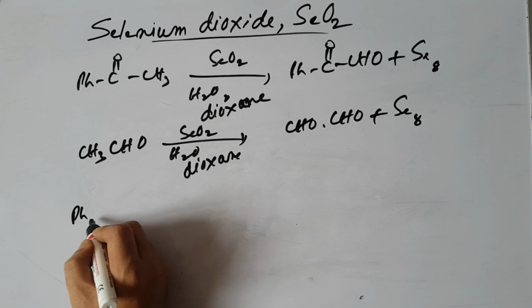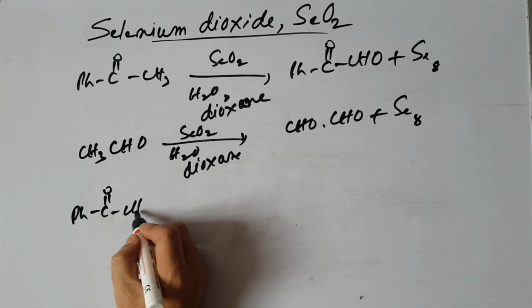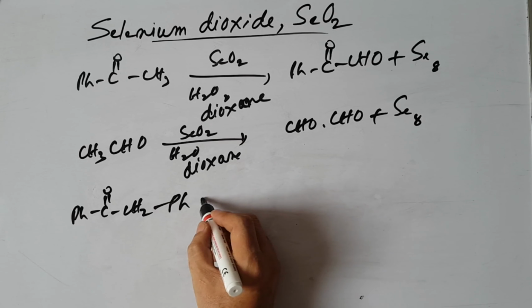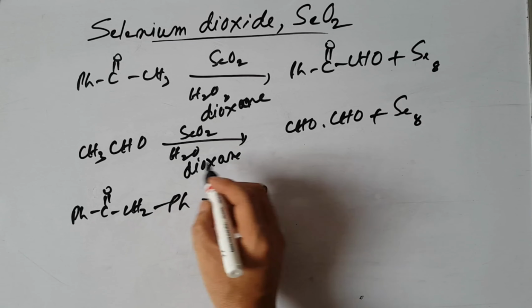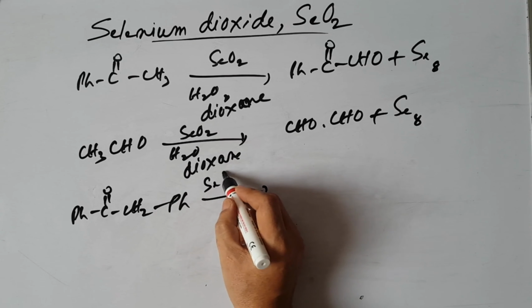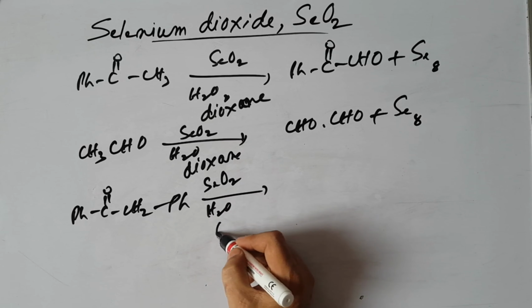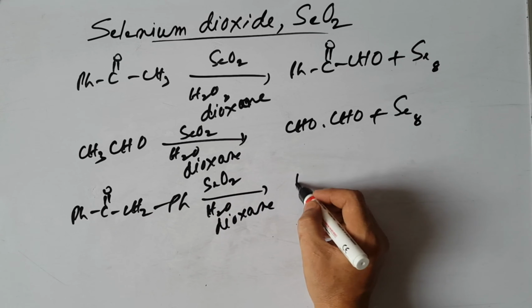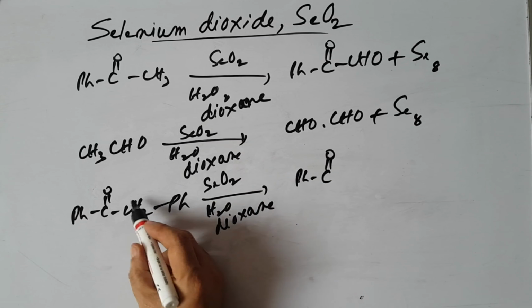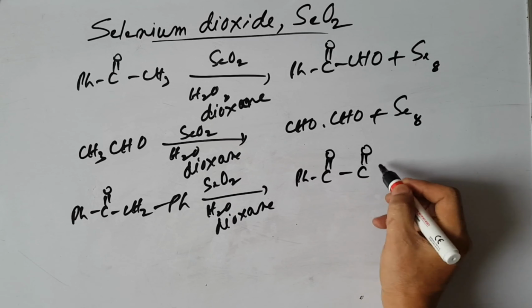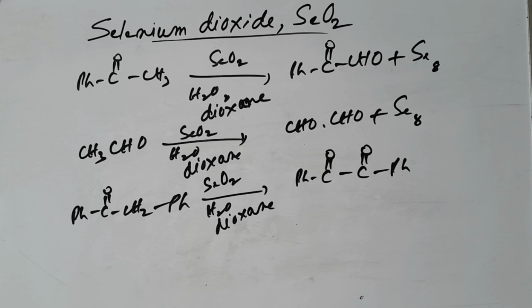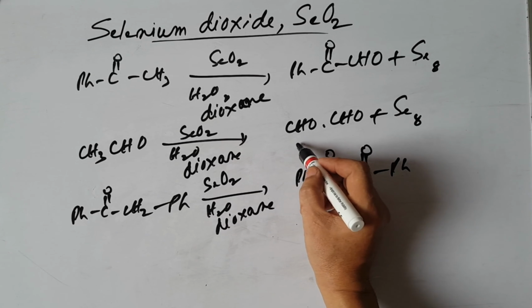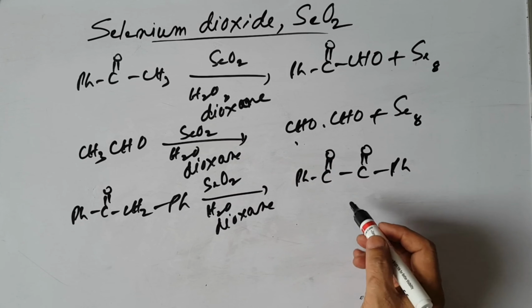So now you can see another example, CH2 phenyl. Here this is a reactive methylene compound. So here you get selenium dioxide, water, same case dioxane. So you can have this phenyl CO, this reactive methylene group is converted to a ketonic group, and phenyl like this. Because this is called a dicarbonyl compound. So this is benzil, this is glyoxal, okay, and this is benzil.